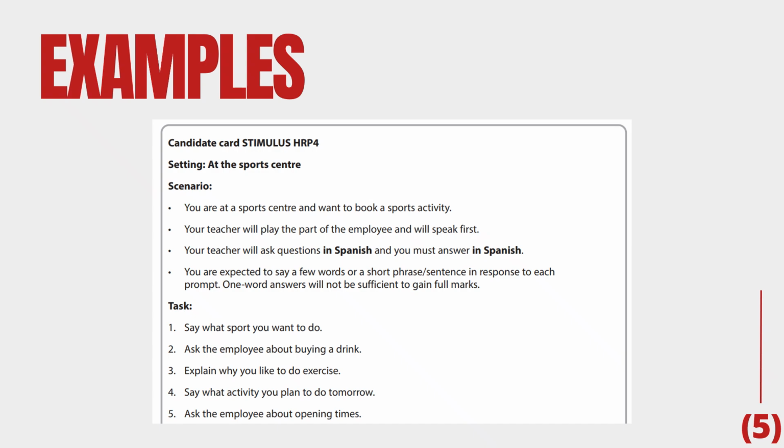Okay, so my suggested answers for this, which obviously yours can be different. Number 1, quiero jugar al fútbol. I've got year 9, so you could definitely write that sentence. So we're not overcomplicating it here, we're just communicating the key information.